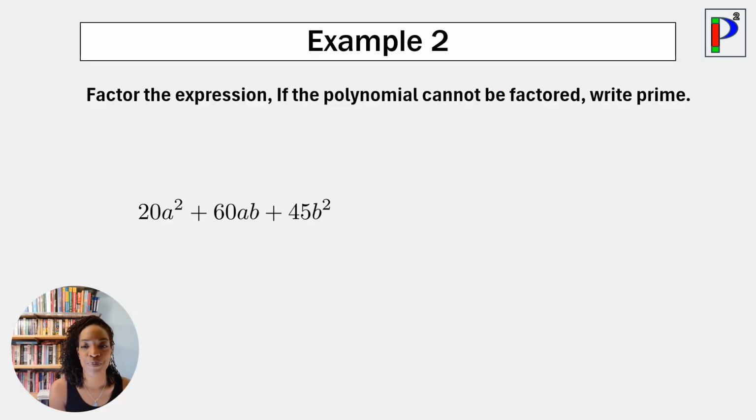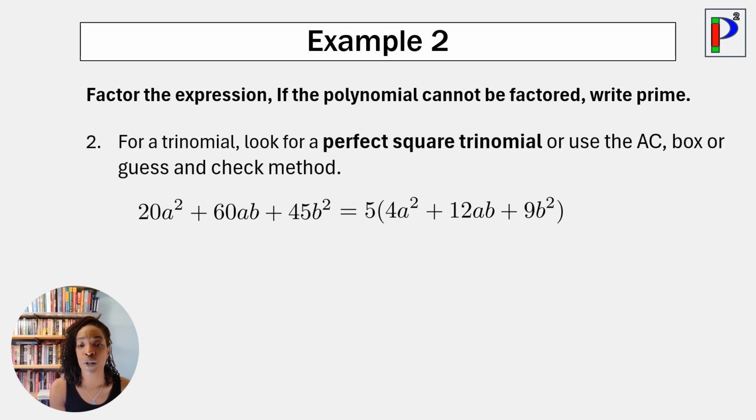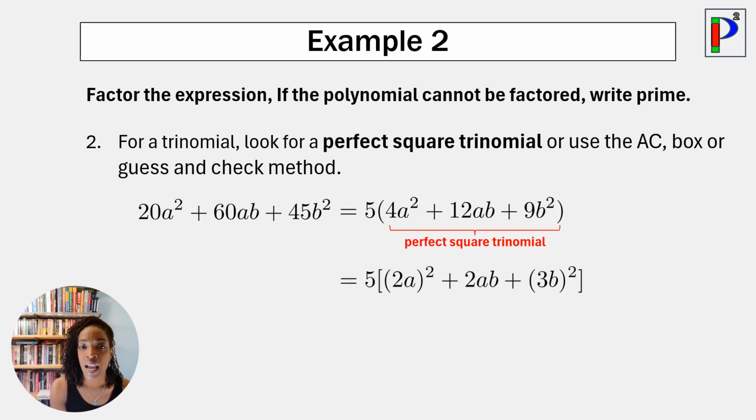Let's try one together. So 20a squared plus 60ab plus 45b squared. As always, I check for my GCF. In this case, I can factor out a 5, and 4a squared plus 12ab plus 9b squared remains. In the parentheses, I count my terms, and I look for a trinomial. Is it a perfect square? It is. So we can rewrite what's in the parentheses only and rewrite it as a perfect square. My final answer is 5 times a plus b squared, so I'll box my answer and we're done.